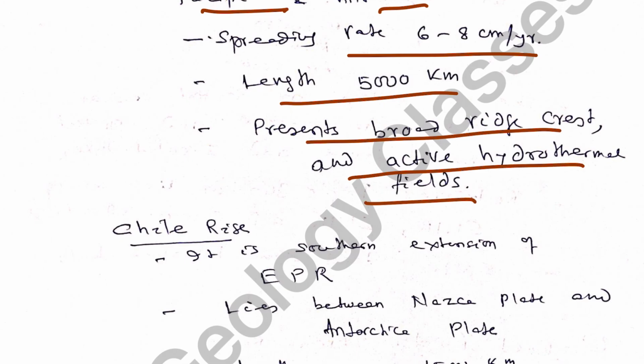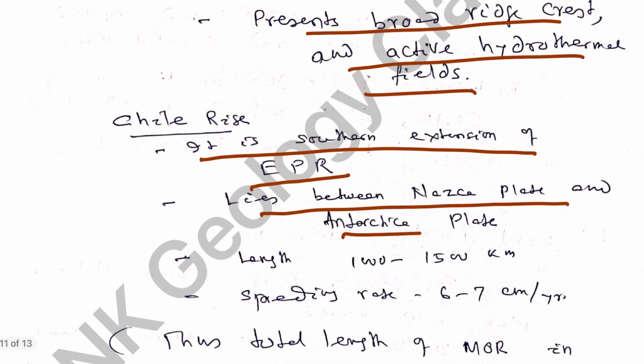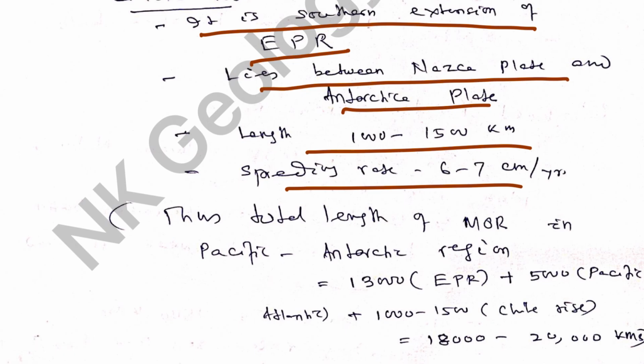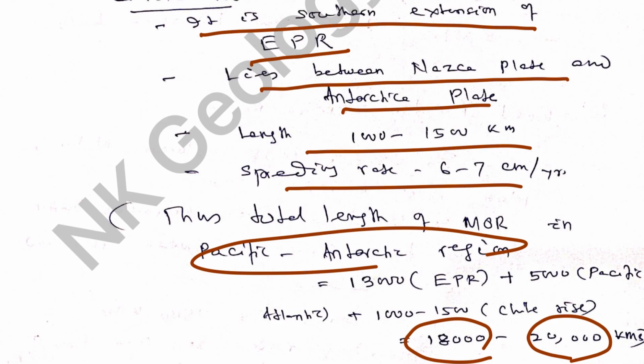Then the Chile Ridge. It is part of the East Pacific Ridge towards Chile from the Easter Island Triple Junction. It is the southern extension of the East Pacific Ridge. It lies between the Nazca plate and the Antarctica plate. Length is about 1,000 to 1,500 kilometers. Spreading rate is 6 to 7 centimeters per year. And if you take into account the total length of the mid-oceanic ridge in the Pacific Antarctic region, it is around 18,000 to 20,000 kilometers.